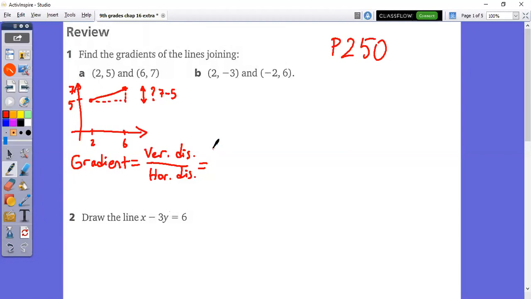So vertical distance is 7 minus 5. Let me write it right here. And horizontal distance is seen here when we shift it to the bottom: 6 and 2. The difference between 6 and 2 gives us horizontal distance. So it's 6 minus 2. So we are going to get 2 over 4. We'll get gradient is 1/2.